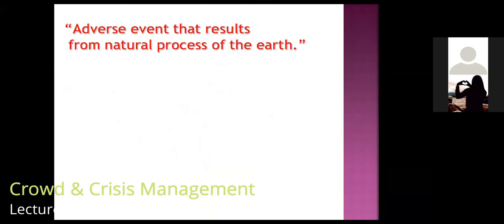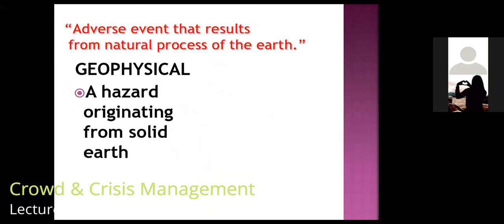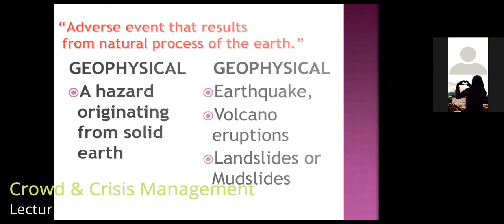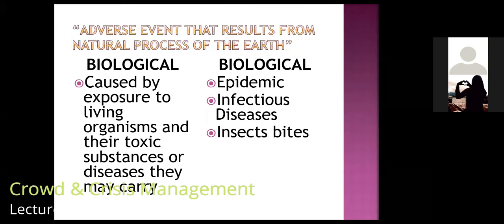So the first adverse event that results from the natural process of the earth is the geophysical. What is geophysical? These are the hazards originating from solid earth. The following phenomena can lead to disasters: earthquakes, volcano eruptions, landslides, or mudslides. The next adverse event is biological. This is caused by exposure to living organisms, toxic substances, or diseases that they may carry. The examples are epidemics and infectious diseases.